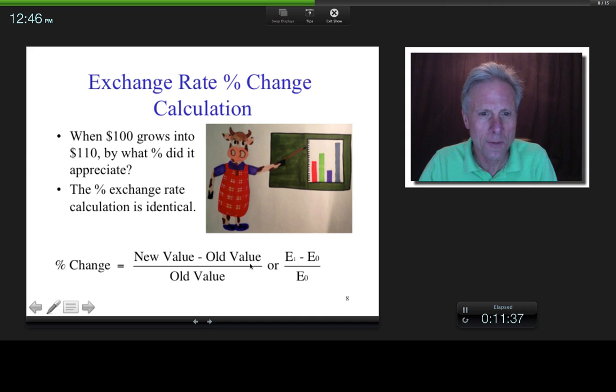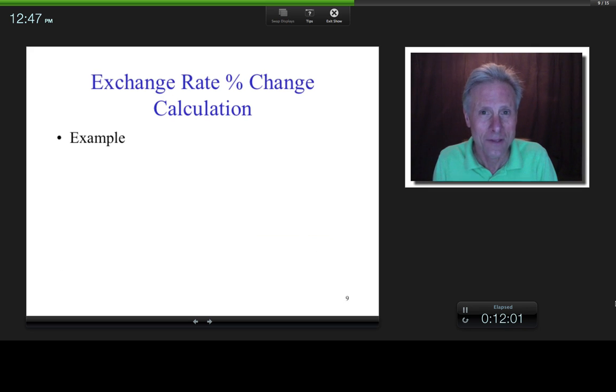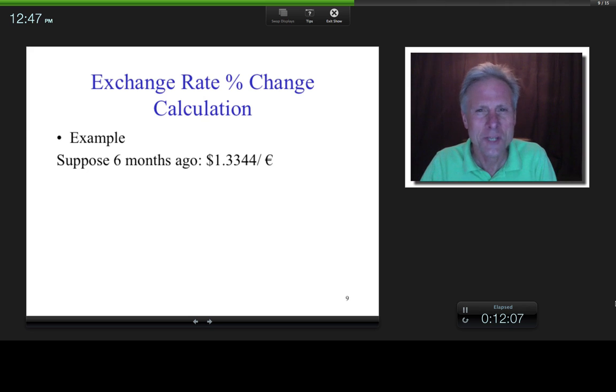So it's the same thing here. Percentage change is the new minus the old over the old, or the 110 minus the 100 divided by the 100. Or if you want to think in terms of exchange rates, E1 could be the later exchange rate, or the exchange rate at time 1, and E0 could be the earlier exchange rate, or the exchange rate at time 0, and then you just divide by the exchange rate at time 0. I'm guessing you already understand this. So let's do an example. Let's say 6 months ago, the exchange rate was roughly $1.33 per euro. And let's say today, it's $1.24 per euro.